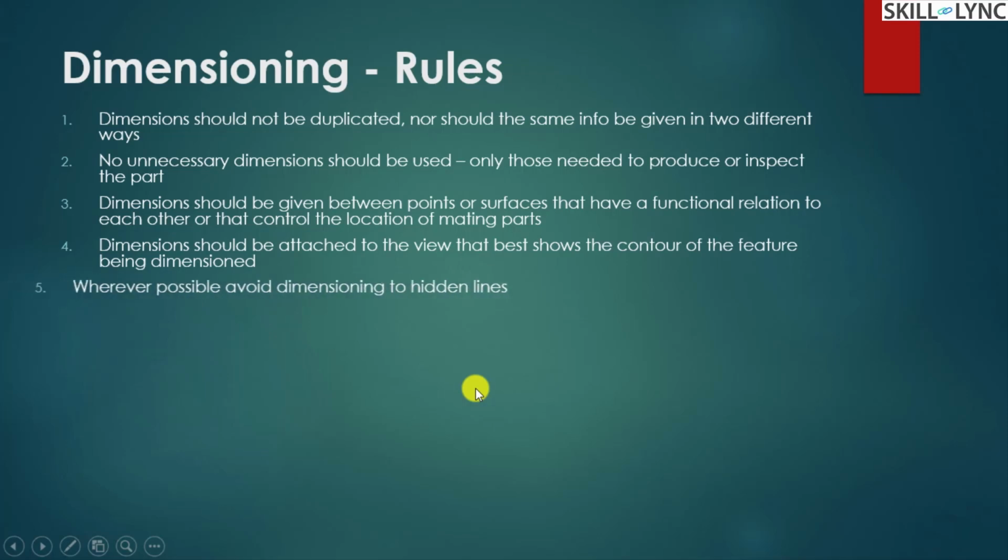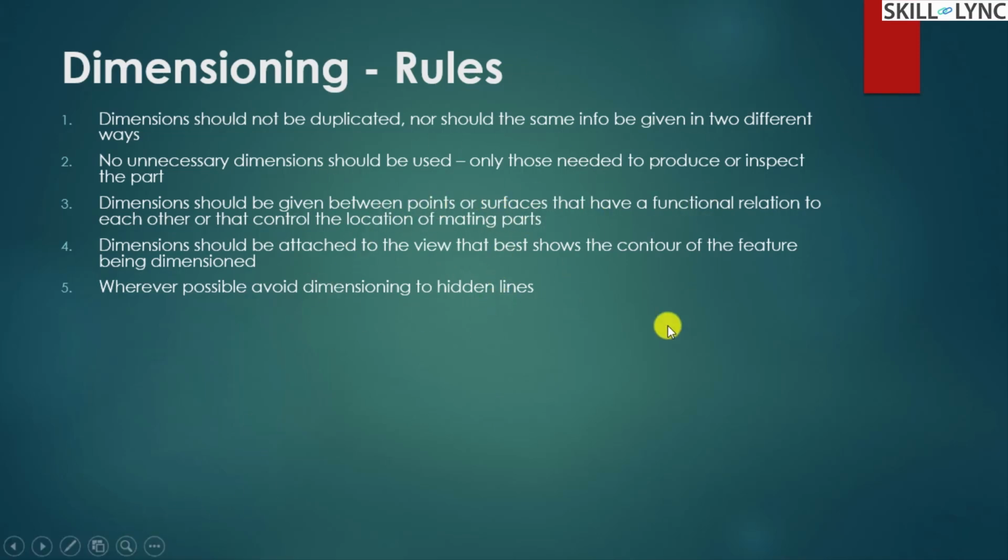The next rule is that wherever possible, you must avoid dimensioning to hidden lines. That is, do not take hidden lines as referencing. The hidden line is just an intent of the designer to communicate to the manufacturer or the quality inspector that there's an internal structure to it. Inspection involves different gauges, and this hidden line referencing cannot be used to gauge properly. So always use dimensions that are referred to given points or surfaces that have a functional relation.